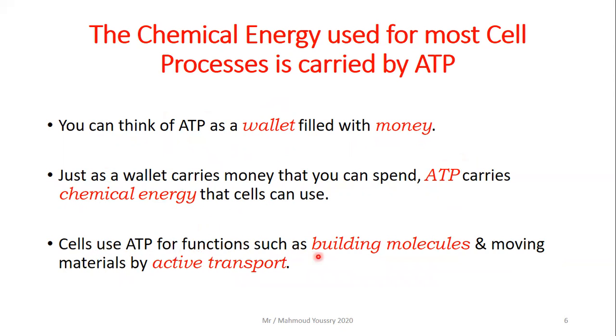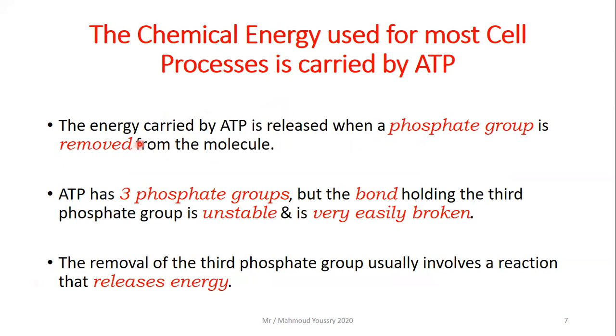Cells use ATP for functions such as building molecules and moving materials by active transport. The energy carried by ATP is released when a phosphate group is removed from the molecule. We will see the composition of ATP in the next slide. ATP has three phosphate groups. This is why we say adenosine triphosphate. Tri means three. So ATP has three phosphate groups, but the bond holding the third phosphate group is unstable and is very easily broken. So the removal of the third phosphate group usually involves a reaction that releases the energy that the cells need.